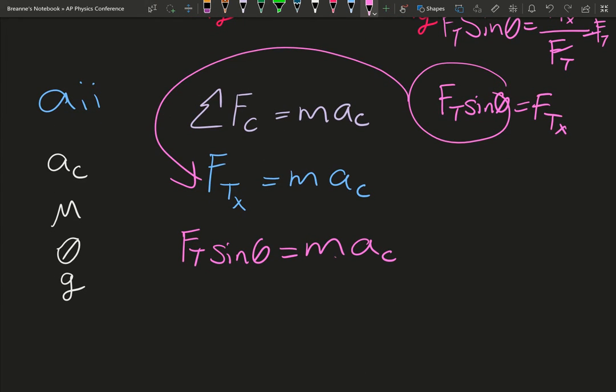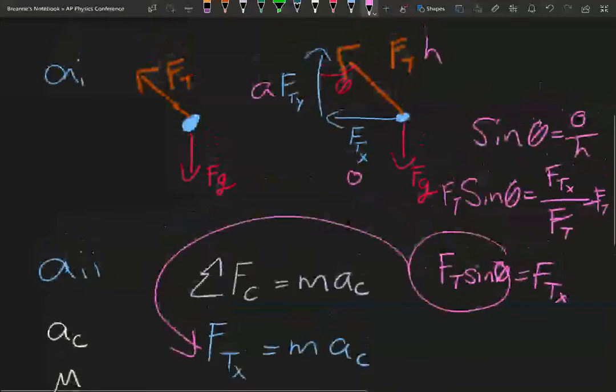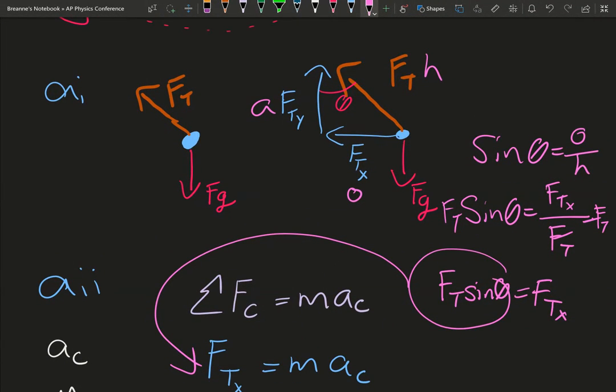Well, we have theta, we have mass, so we're doing good. We need to get rid of our force of tension. So now, and this is all, in theory, in the x direction.